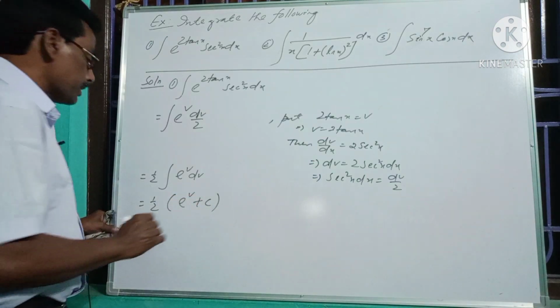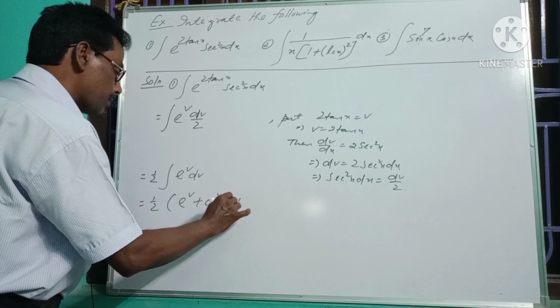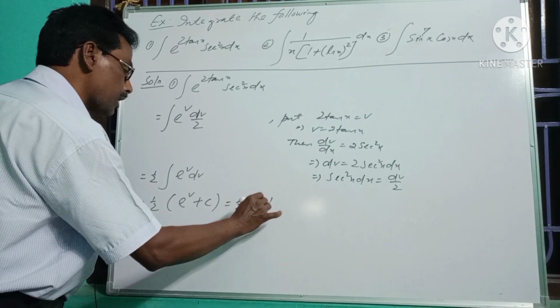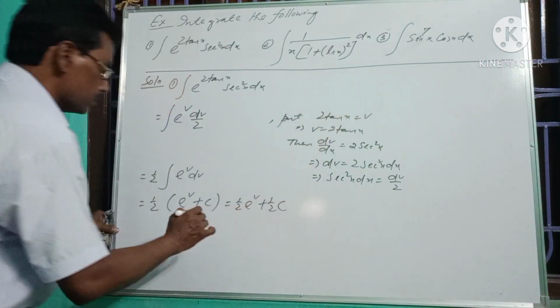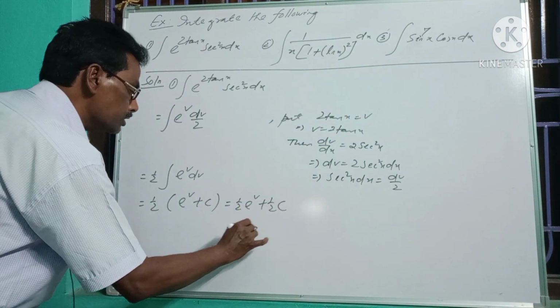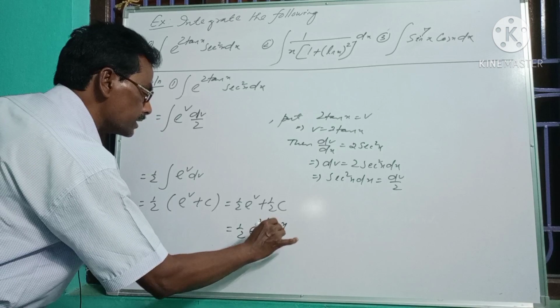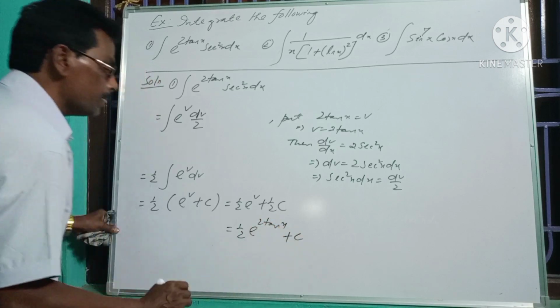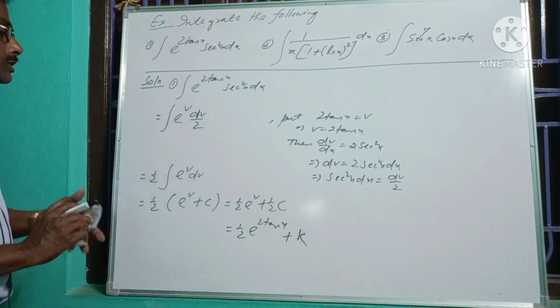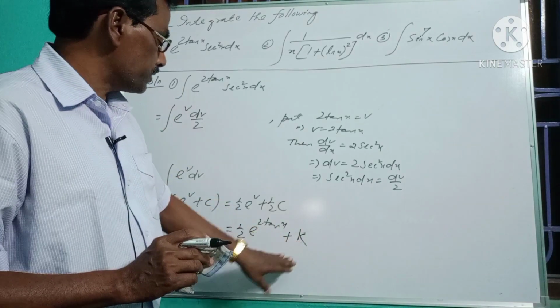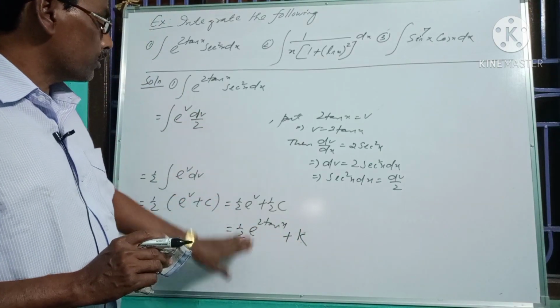So again simplifying, we can write half into e to the power v plus half into c. So replacing v as 2 tan x, we get half into e to the power 2 tan x plus k, because in place of 1 by 2 into c we can take k, where k is the constant of integration. So the integration is now over.